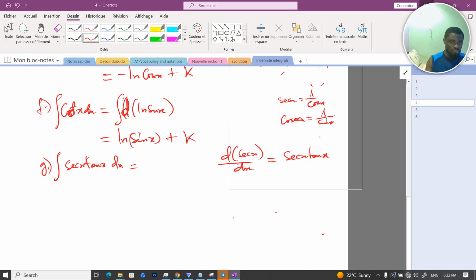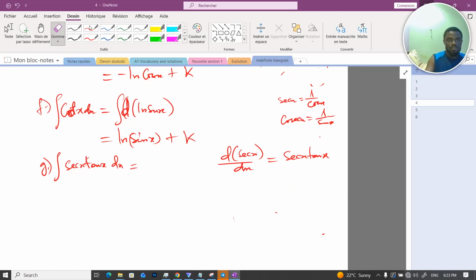So recall that, try to differentiate this. If you are asked to differentiate sec x with respect to x, it's simply the derivative of 1 on cos x. How do you differentiate this? You use your quotient rule, and you will have this. You understand? So just use your quotient rule, and you will have this result, sec x tan x.